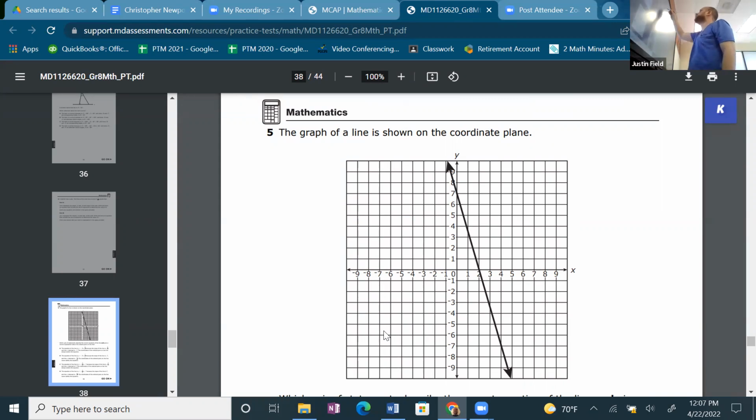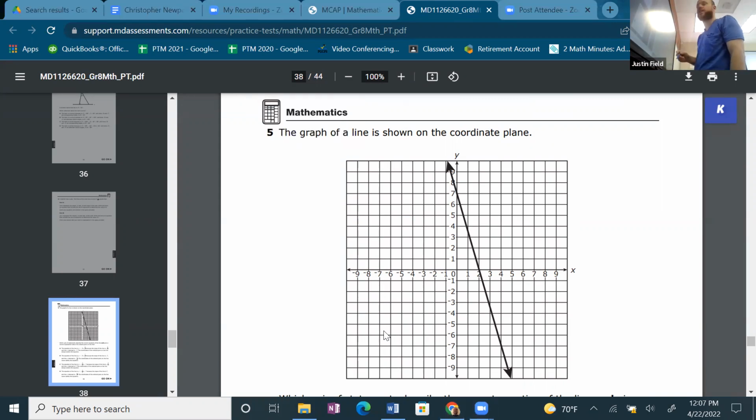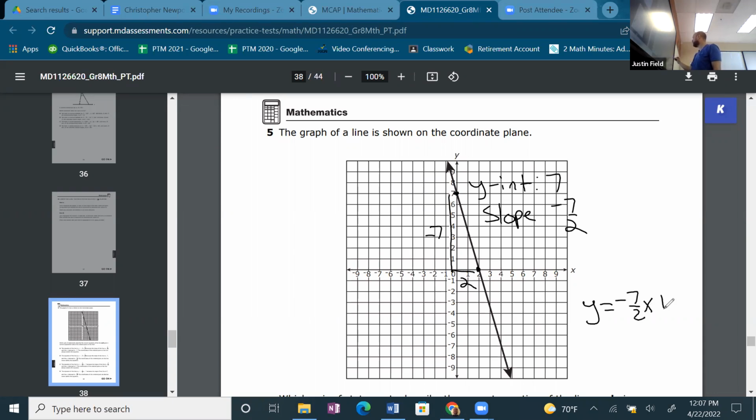Since they gave us a nice picture, we can use a slope triangle instead of the slope formula. So we know our y-intercept, 7. And the line crosses the x-axis right at 2. So the rise over run is down 7, right 2. So the slope is -7/2. And so my equation for the line, which is what it wants, is y = -7/2x + 7.